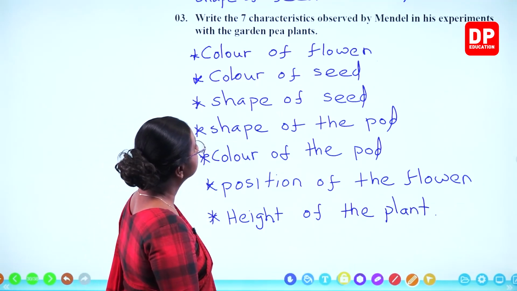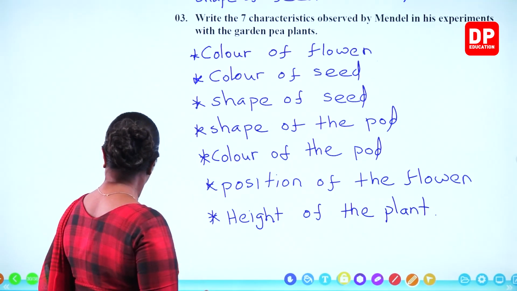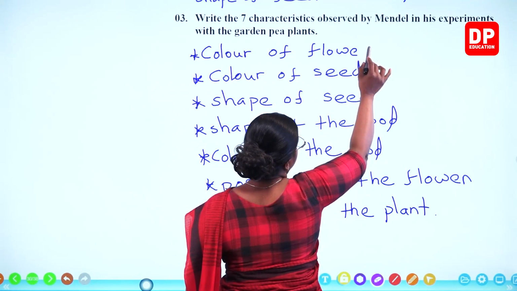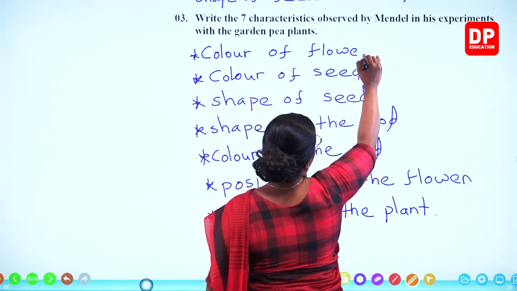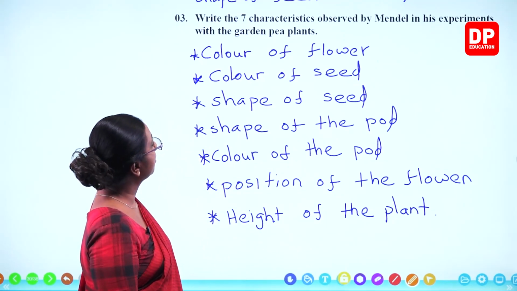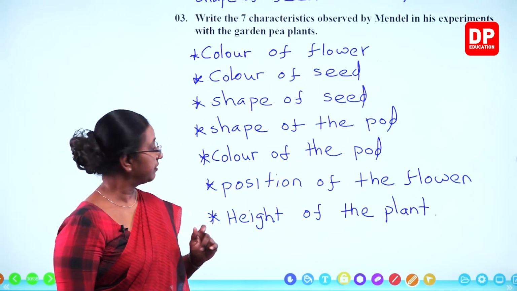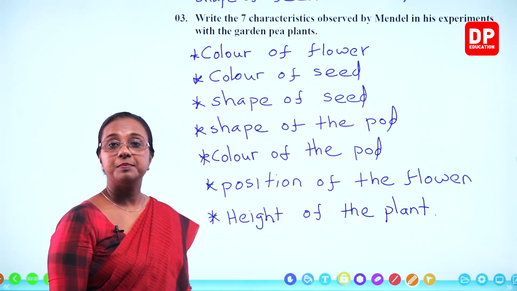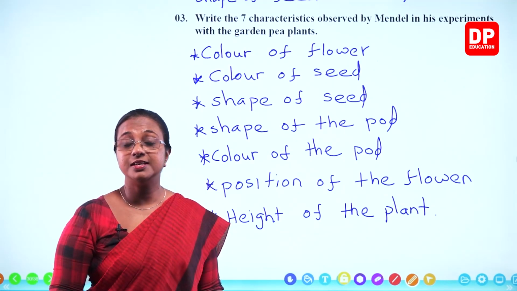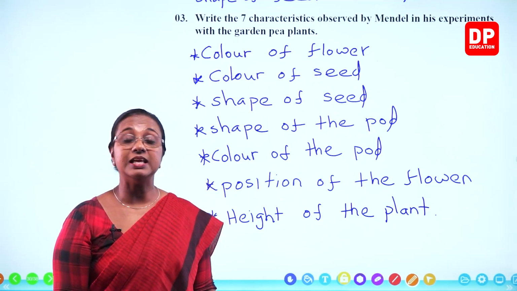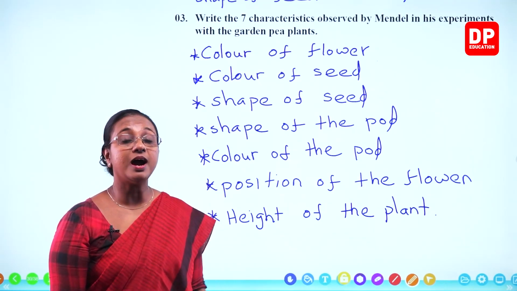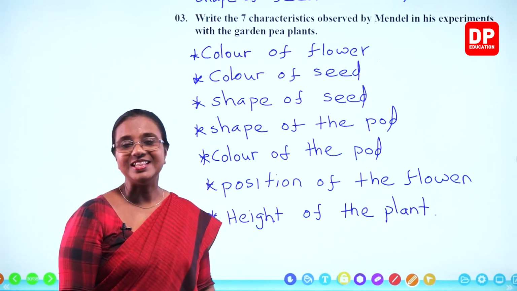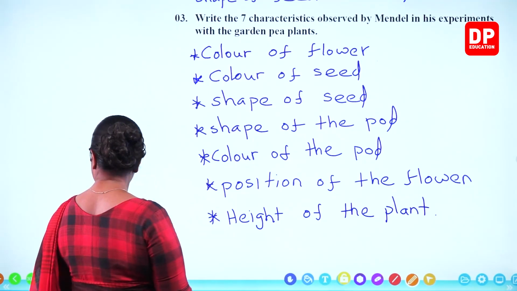Color of flower, color of seed, shape of the pod, color of the pod, position of the flower, and height of the plant. So those are the 7 characteristics observed by Gregor Mendel in his monohybrid cross with the garden pea plant. So you should know those characteristics. So with that, students, we'll move on to the next slide.